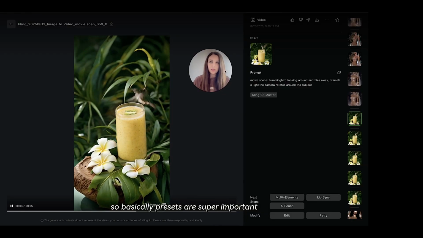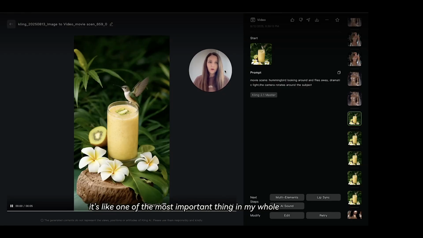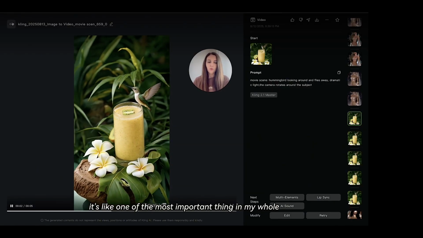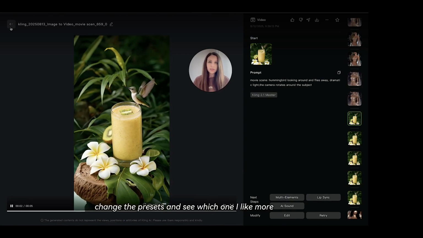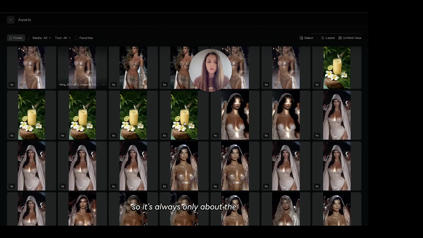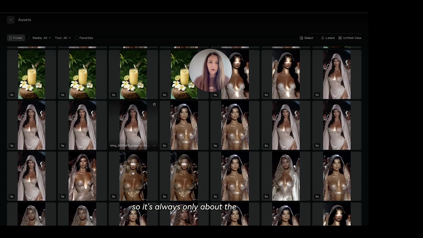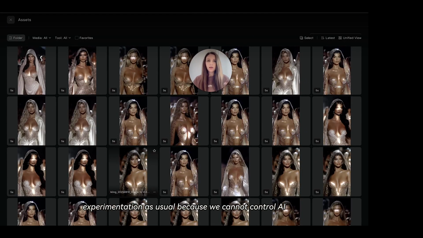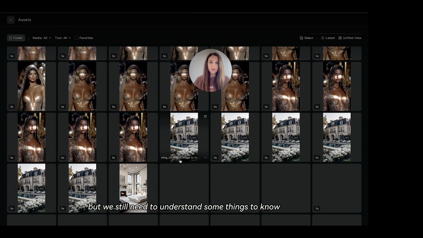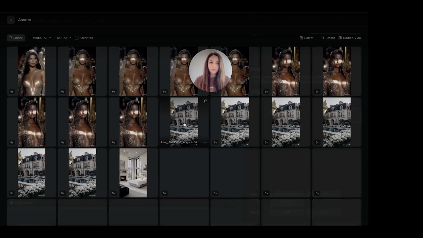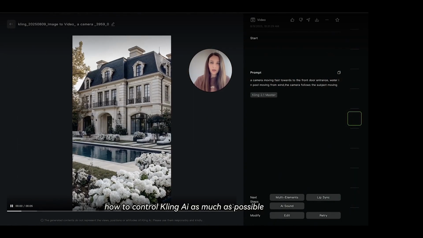So basically presets are super important. It's one of the most important things in my whole Kling routine. I just change the presets and see which one I like more. So it's always only about experimentation as usual, because we cannot control AI to the point that we can get the same result as 3D, for example, but we still need to understand some things to know how to control AI as much as possible.